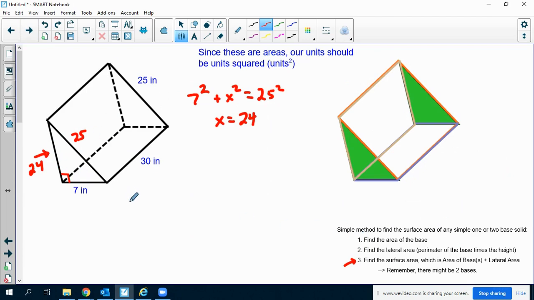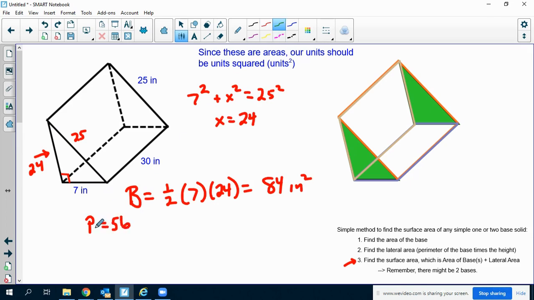So the area of the base in this problem is the area of a triangle, 1/2 base times height. So 1/2 times 7 times 24. And note that we can use base in a variety of different ways. When I say 1/2 base times height, I'm not referring to the shape of the base. I'm referring to the base of the triangle, which is 7. So 1/2 times 7 times 24 gives me 84 inches squared. Then I need the perimeter of the base. So 7 plus 24 plus 25, that's 56.